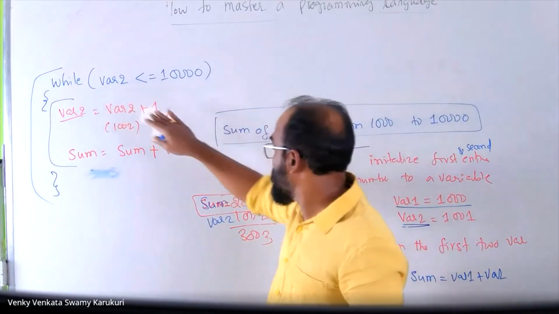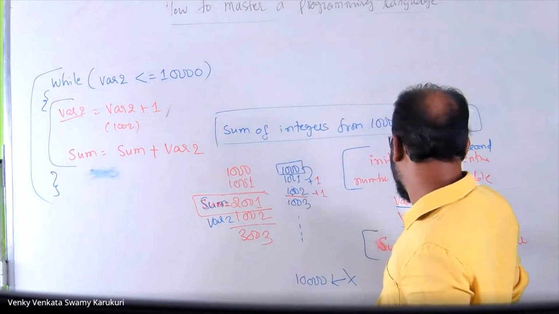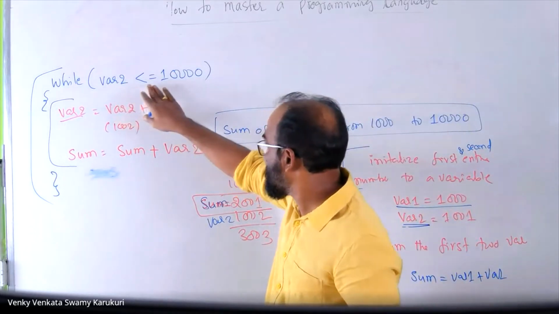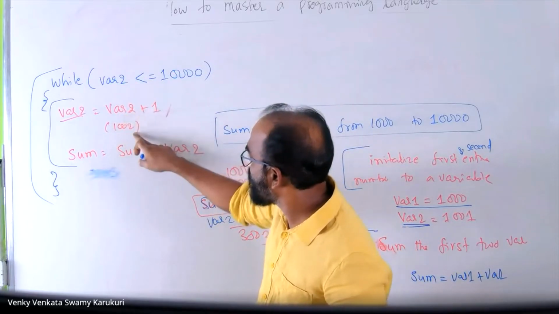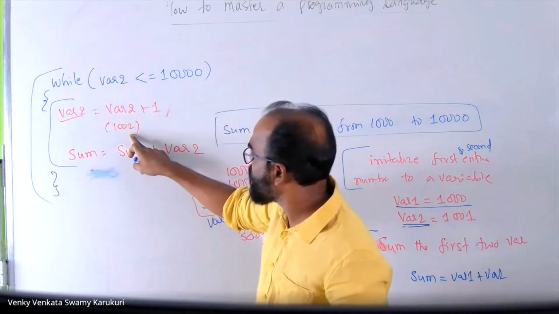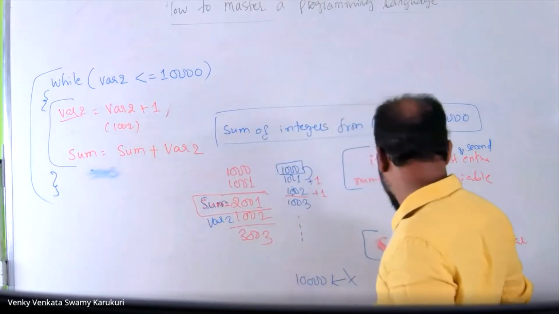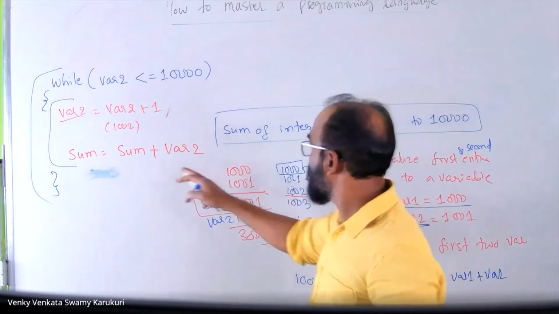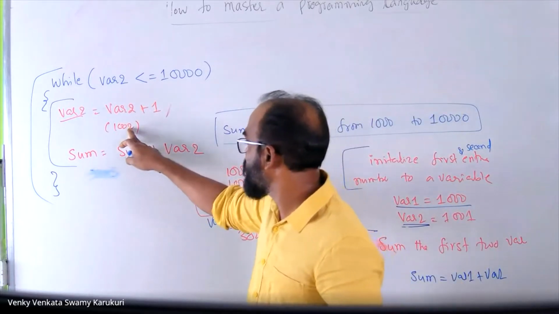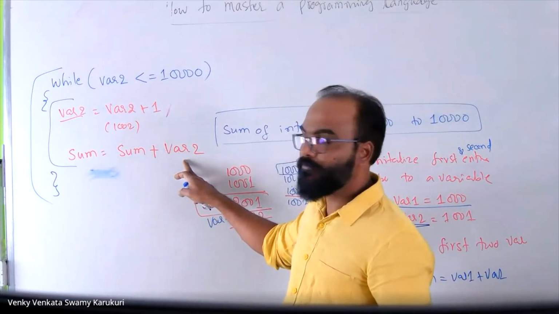So first time variable 2 is 1001. Okay, 1001 is less than 10,000. Good, enter inside: 1001 plus 1, 1002. So now variable 2 became 1002. Okay, sum. What was the earlier sum? Sum was 2001. So 2001 plus 1002 became 3003.